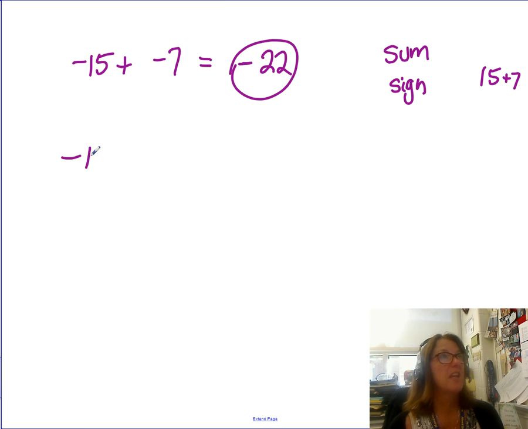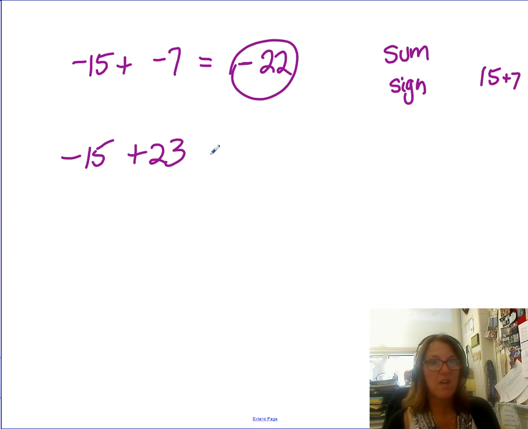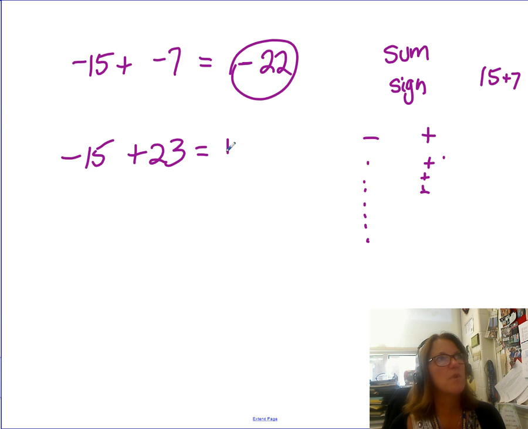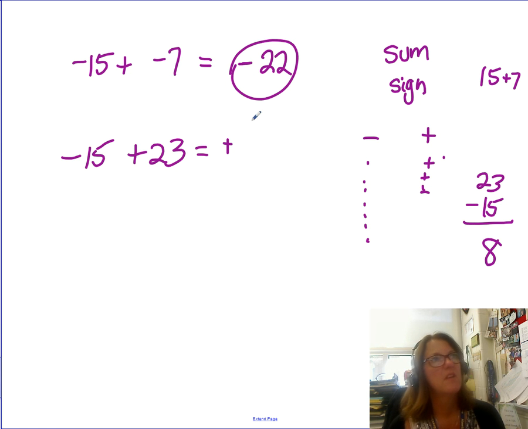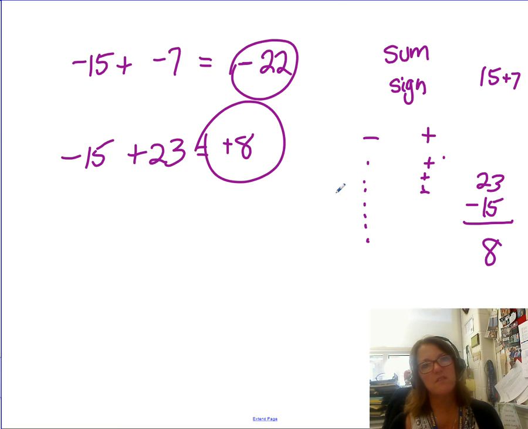What if I had something like negative 15 plus 23? Now, different signs. They're at battle with one another. They're counteracting each other. So can you visualize this? On the negative side, you have 15 of these things. On the positive team or army, you have 23 of them. Who's winning this battle? The positives will. I know my answer is going to be positive. Different sign, difference. Off to the side, I want you to take 23 and 15 and subtract them and get 8, and your answer is positive 8.